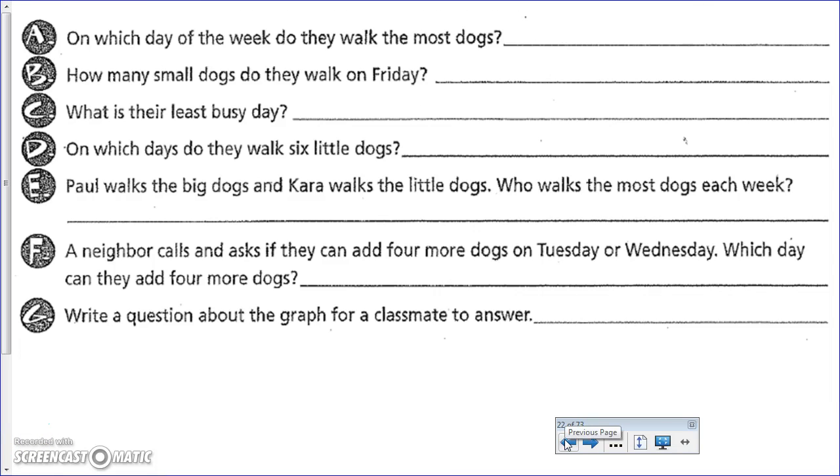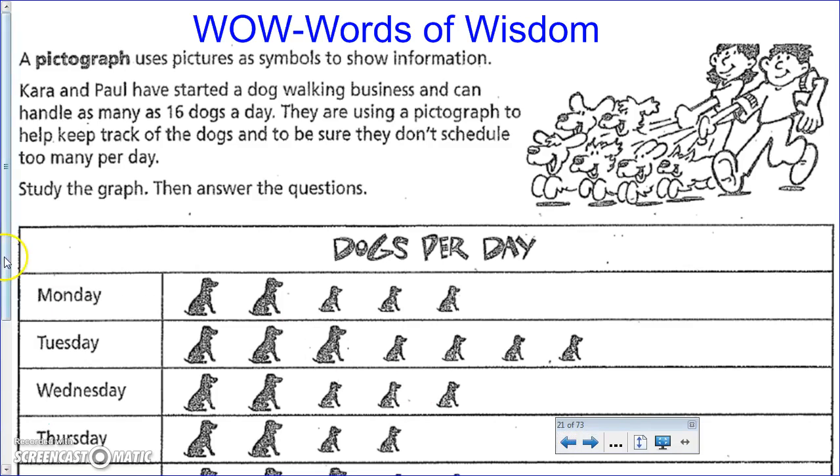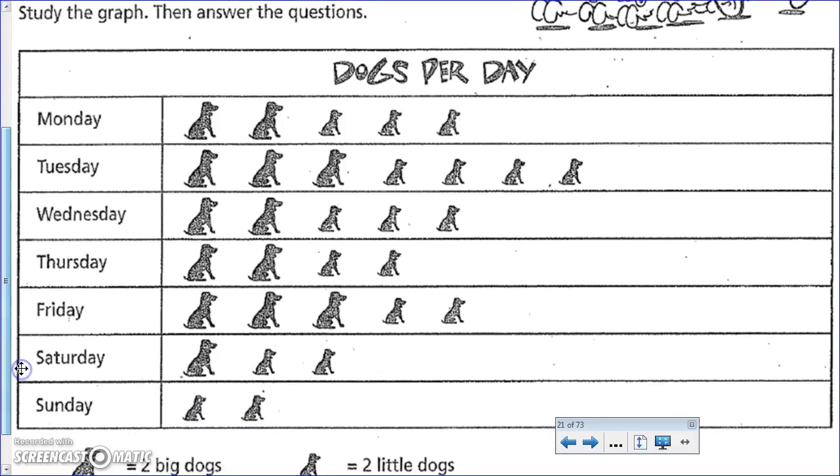Question A. On which day of the week do they walk the most dogs? To answer this question, look back at the pictograph. And if we notice, on Tuesday, they have the most dogs. You see 1, 2, 3 big dogs and 4 sets of little dogs.